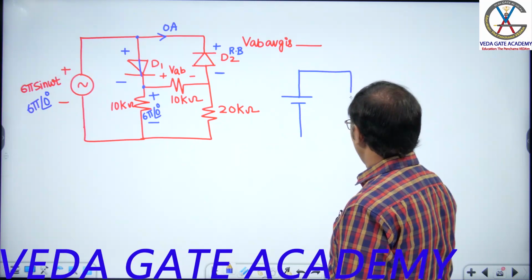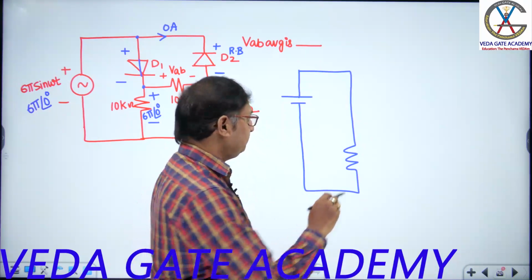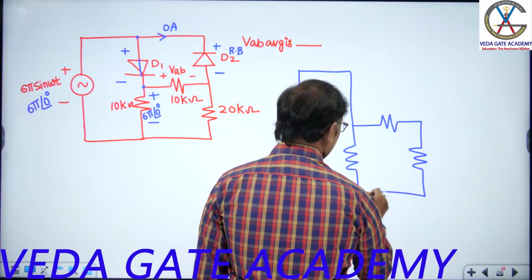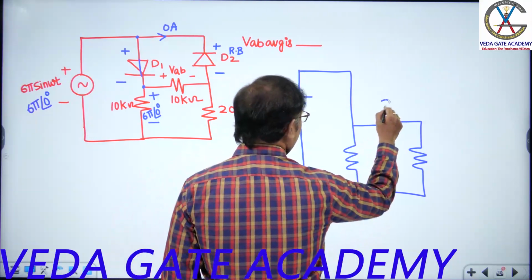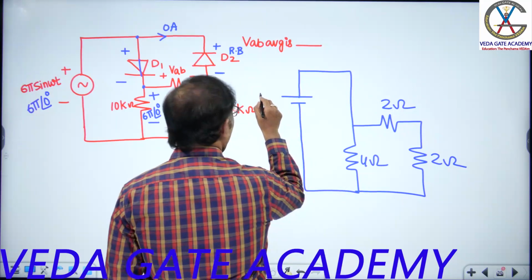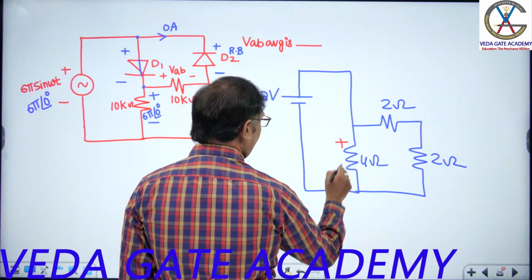Let me draw a similar shape. You tell me: this is some 2 ohms, this is some 4 ohms, and this is some 12 volts. How does this divide? What is this voltage?